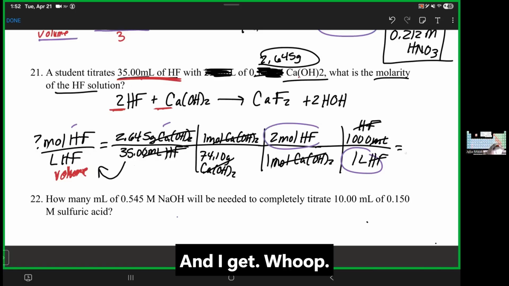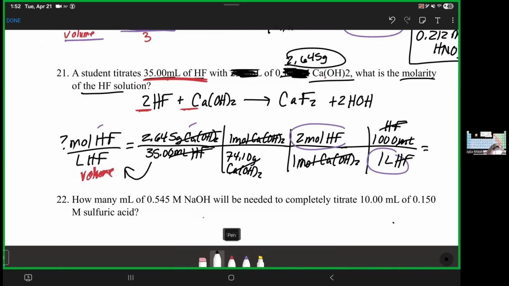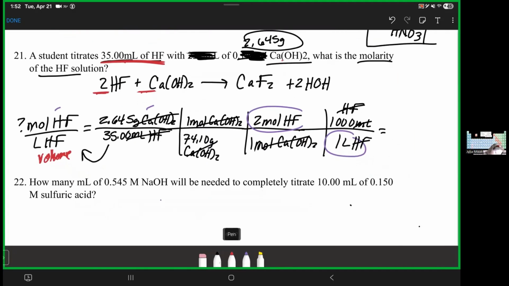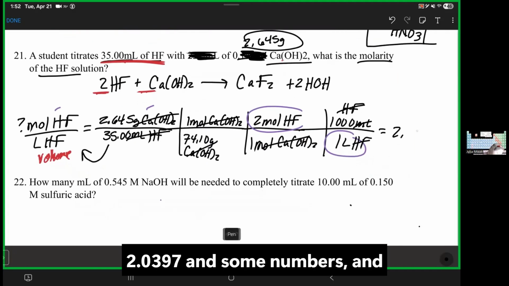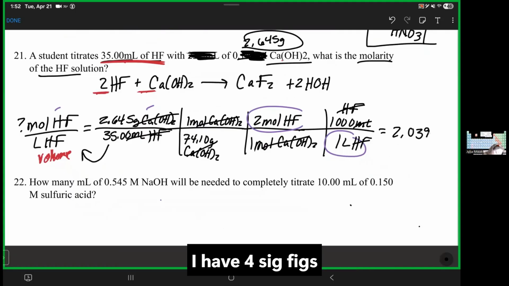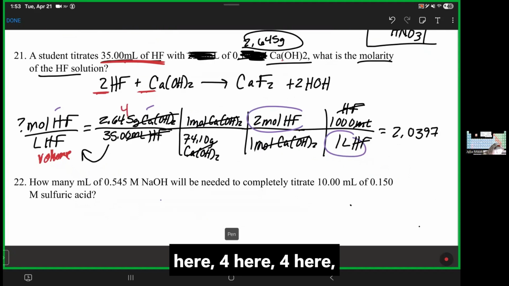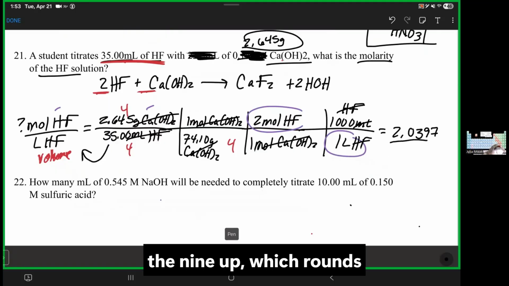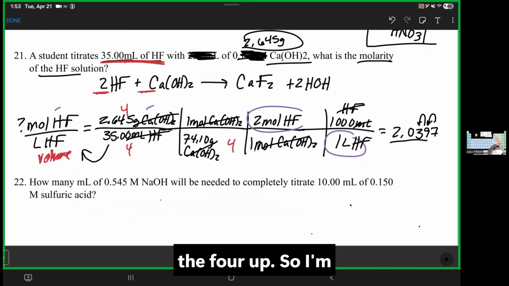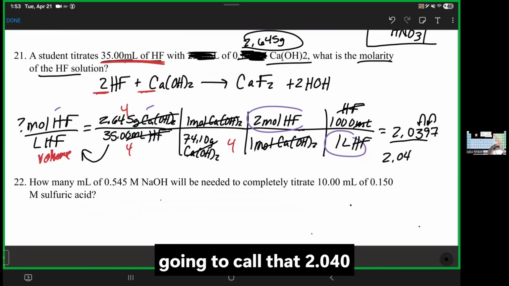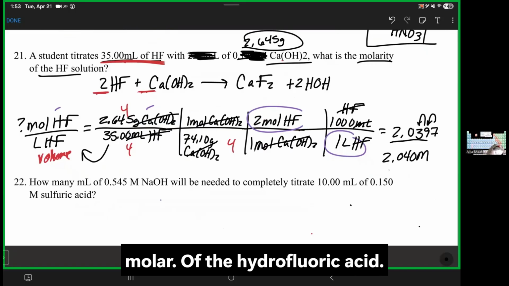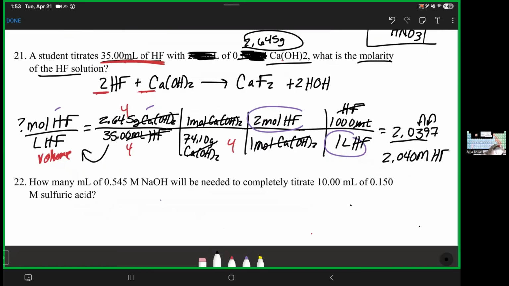And I get 2.0397 and some numbers. And I have 4 sig figs here, 4 here, 4 here. So we'll go with 4 in our answer. 7 rounds the 9 up, which rounds the 4 up. So I'm going to call that 2.040 molar of the hydrofluoric acid.